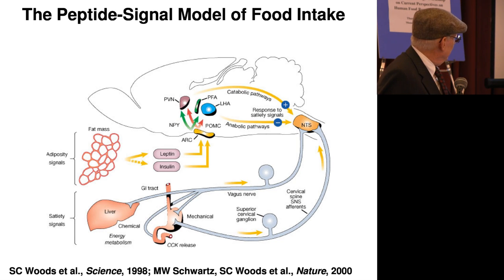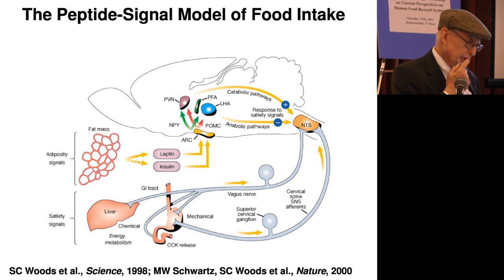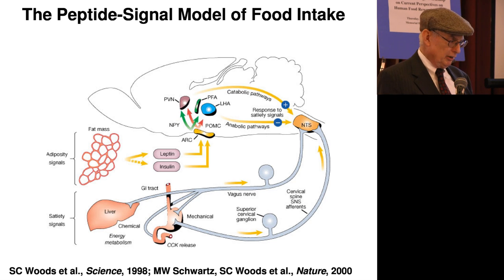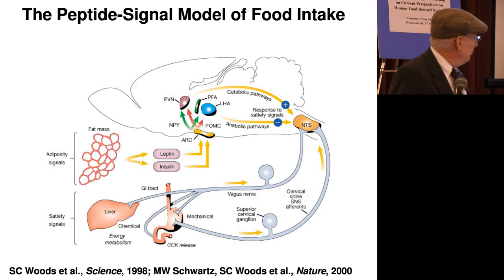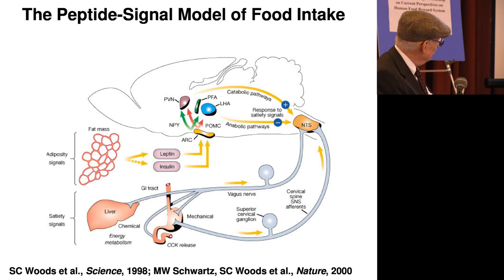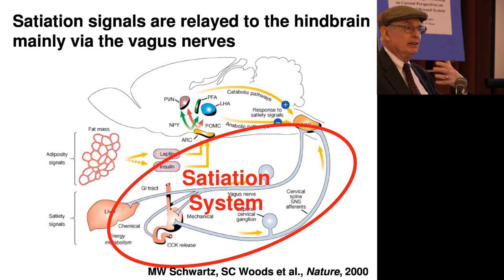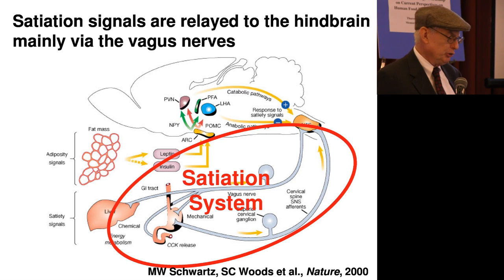So this was a model that we published several years ago. We call it the peptide signal model of food intake. It's a homeostatic-based model. And what I've been talking about is the satiation system, which is down in the lower right. And this is when you're eating, signals coming from the gut, the stomach, maybe the liver and so on, they travel up nerves, maybe the vagus nerve to the hindbrain. Some of them circulate directly there. And this is the pathway by which these satiation signals are thought to work and influence the brain.